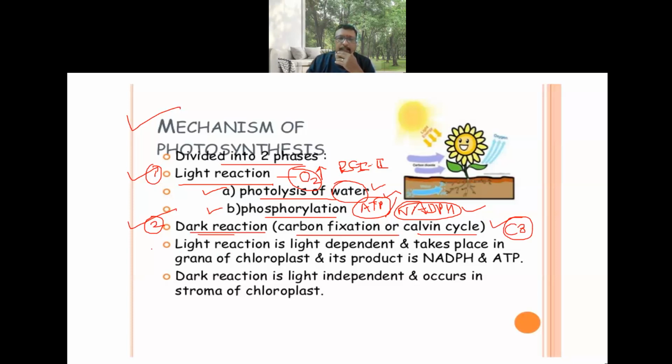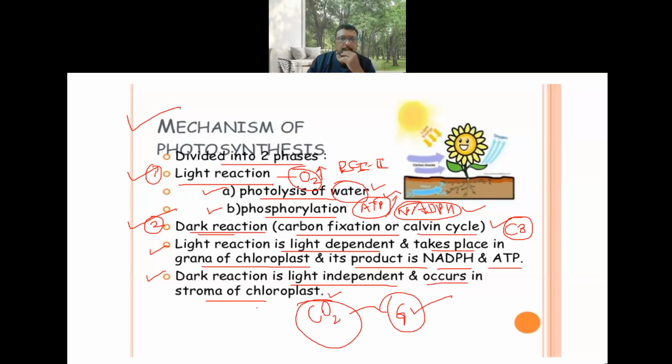The light reaction is the light-dependent reaction, which takes place in the grana of the chloroplast, and its products are NADPH and ATP, as we said earlier. The dark reaction is light independent and occurs in the stroma of the chloroplast, where CO2 fixation occurs and it is converted into carbohydrate, that is glucose. It is the end product. So this is the reaction mechanism of photosynthesis.